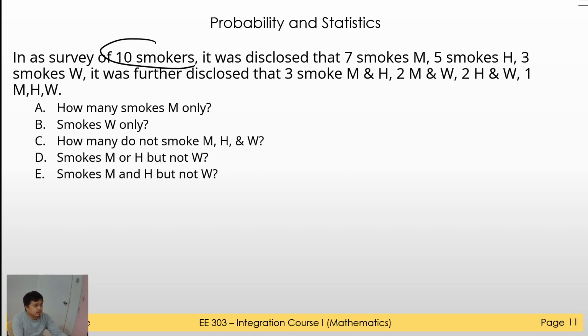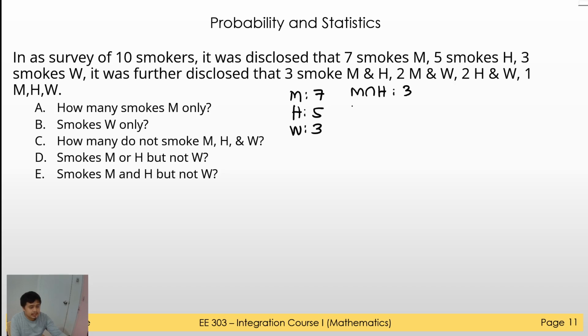Out of 10 smokers, so we have a total, a universal set. We have M smokers, and then we have H smokers, which is 5. And then the smokers of W is 3. It is further disclosed that 3 smoke M and H. If we say M and H, this will be the intersection of M and H, which is 3.